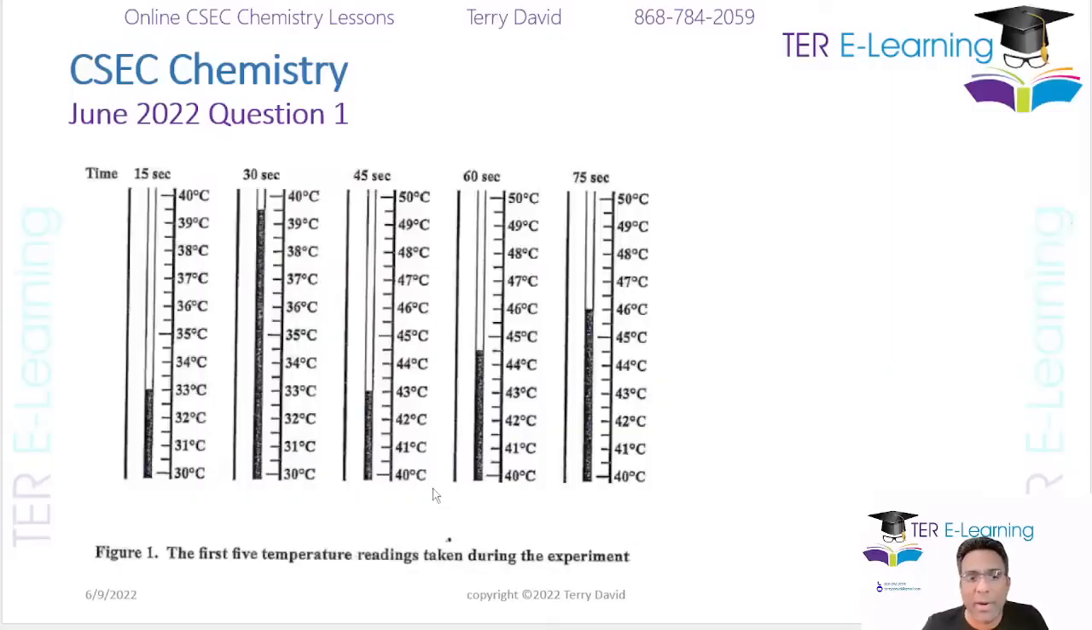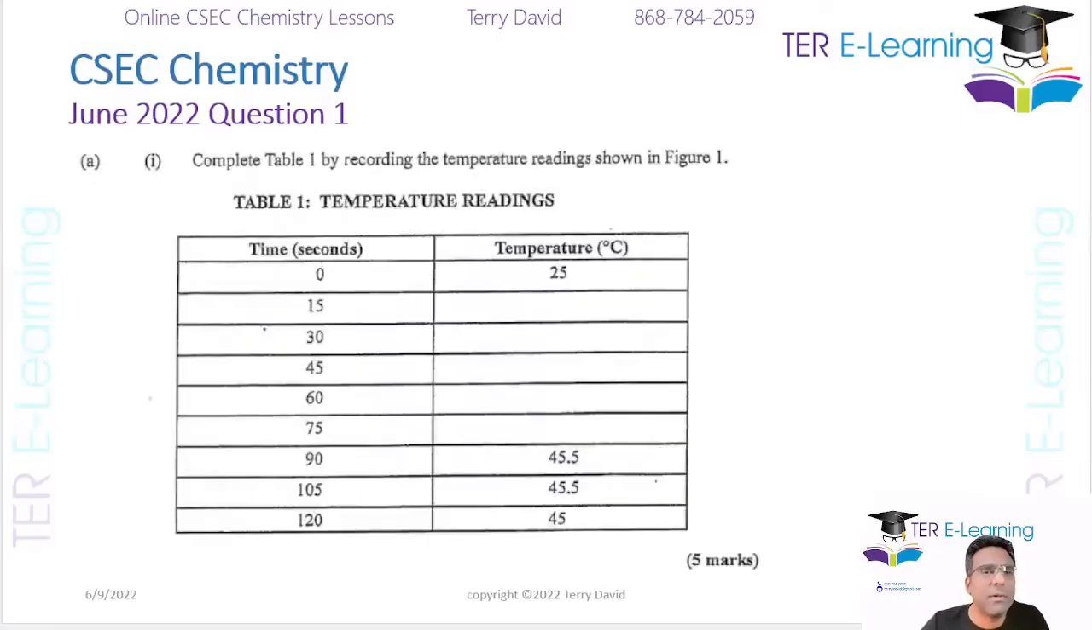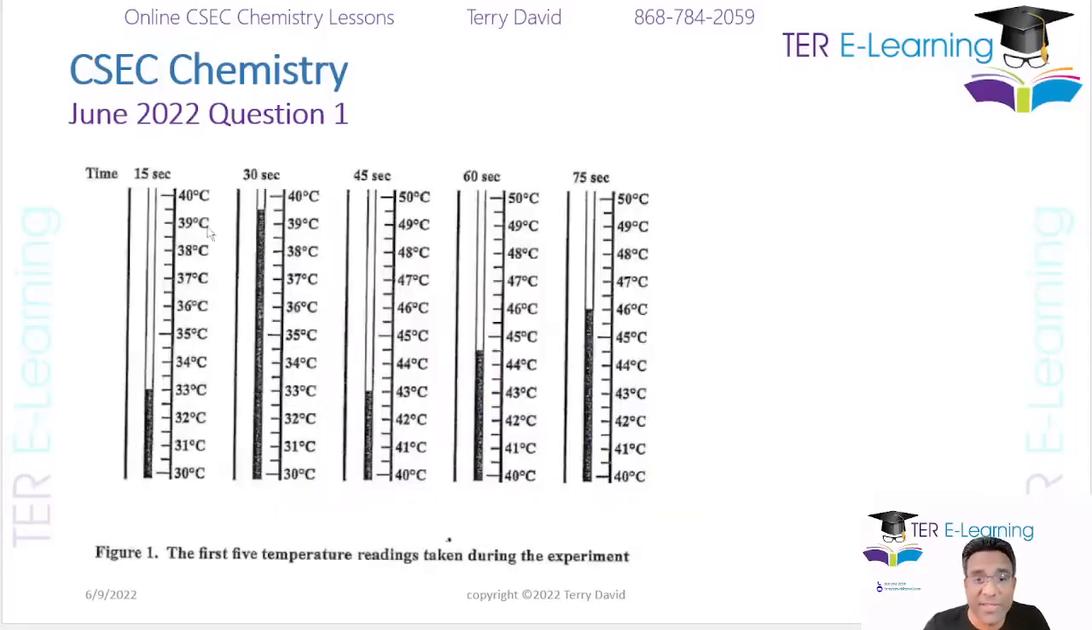Right, so this is figure 1 here, and these are the first 5 temperature readings here. What do they want me to do here now? Complete table 1 by recording the temperature readings in figure 1. So we need to go to the thermometer here, and we're going to read off each of these. So this one is for 15 seconds, and we need to look at the temperature that we are seeing here, right? Now, if we look at the temperature here, this first one is looking like 33 degrees Celsius. So this is 33 degrees Celsius.